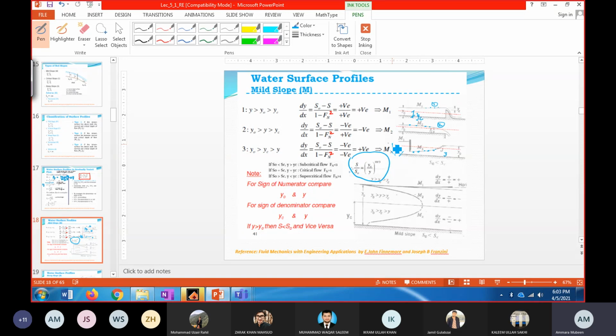Excuse me, ma'am. Yes. Ma'am, to make it simple, can I say that on a mild slope, when the flow line is above the normal depth line, the dy by dx is positive, and the moment it starts to go down below the normal depth line and then below the critical depth, the slope difference becomes negative and dy by dx becomes positive again. So, am I right?